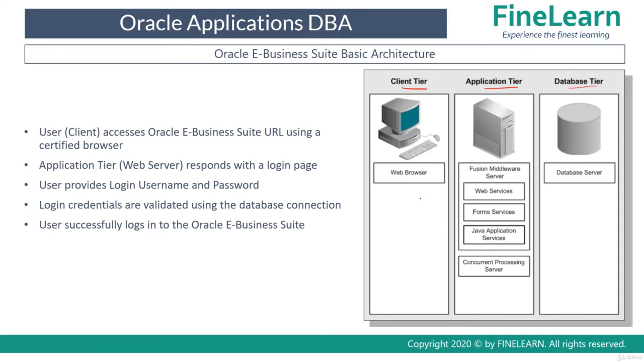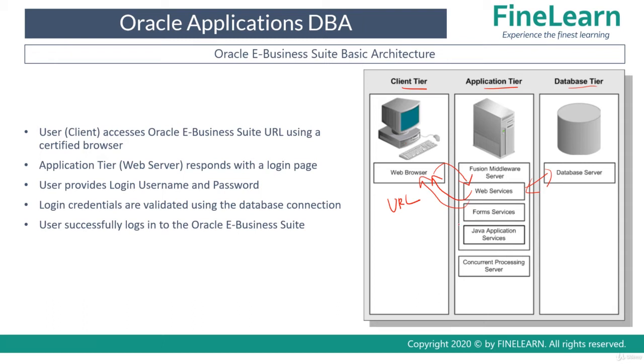So how it works basically, the end user opens any of the certified browsers such as Chrome, Firefox for example, and he types the URL of Oracle Business Suite. Once he types the URL, what happens is the request will be listened to by something called a web server. The web server will listen to the request, process the request, and send back the login page to the user. The user will then provide the credentials of his login. Once he provides the credentials, the web server will receive the request, validate the user details with the database and send back the requested web page.